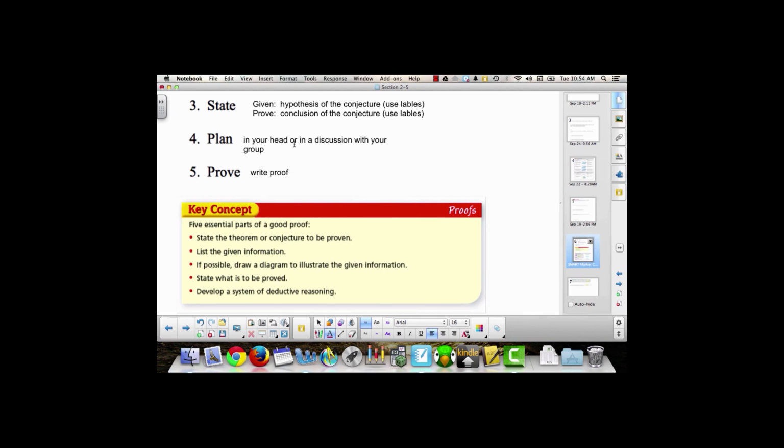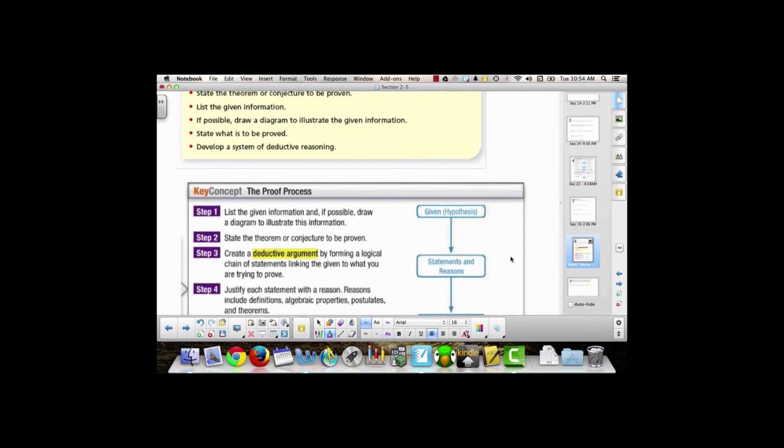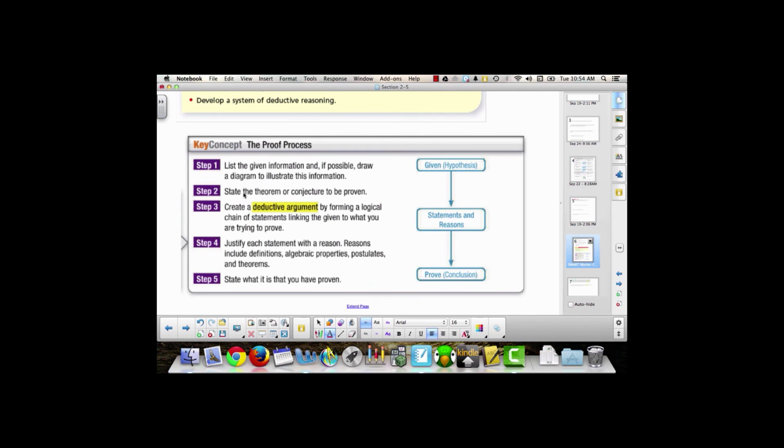Steps 4 and 5 you will probably go back and forth with. You'll start with a plan, start writing your proof, realize that that's maybe not the way you want to go, and go back and adjust your plan. That's a wonderful way to write a proof, and you should always use this process. Make sure you read through this so that you really understand the proof process. Go ahead and pause the recording now and read through this process.